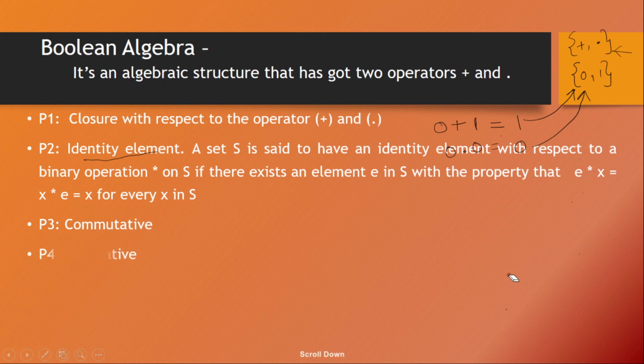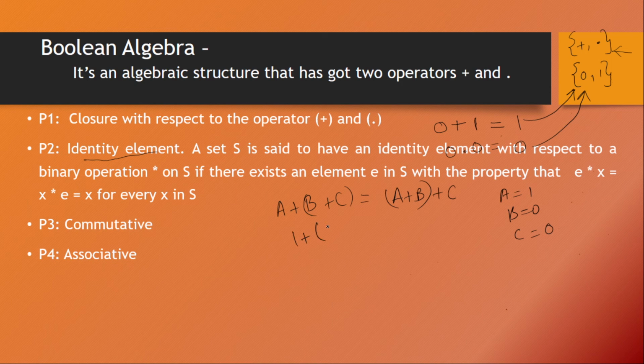Okay. So Boolean algebra is also associative in nature. What do you mean by this? A plus B plus C should be equal to A plus B plus C. This is a basic mathematical associative property. Let's check whether this holds. Let's take a value of 1 for A, 0 for B, and 0 for C. On the left hand side we have 1 or 0 or 0, and on the right hand side it is 1 or 0 or 0.